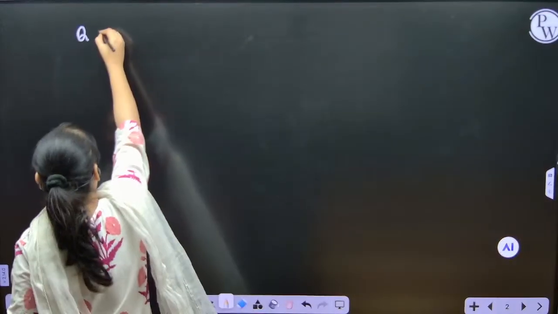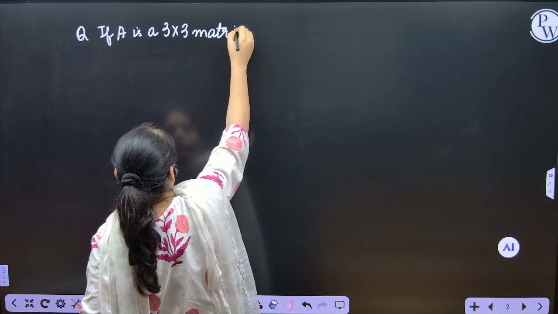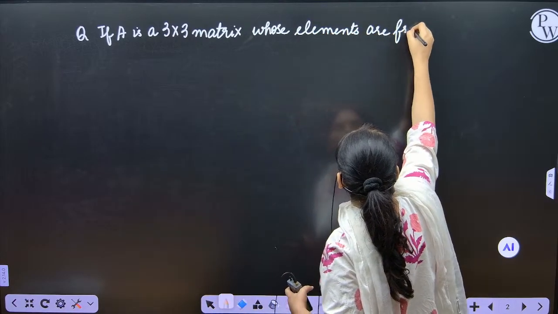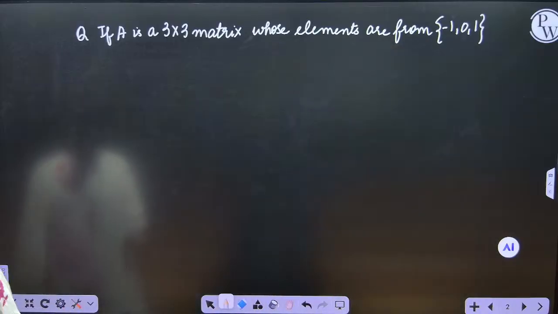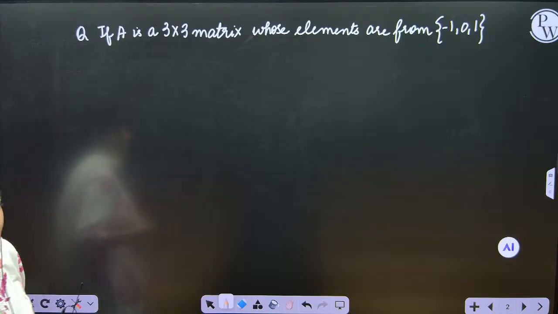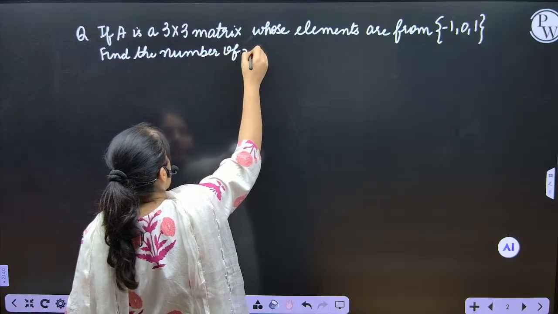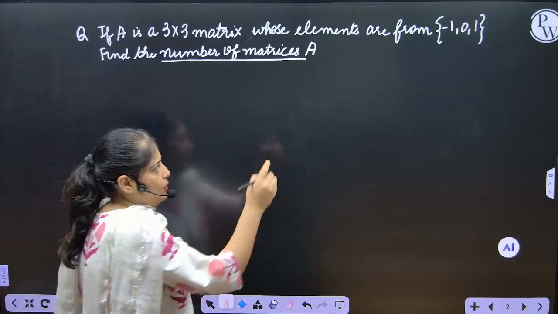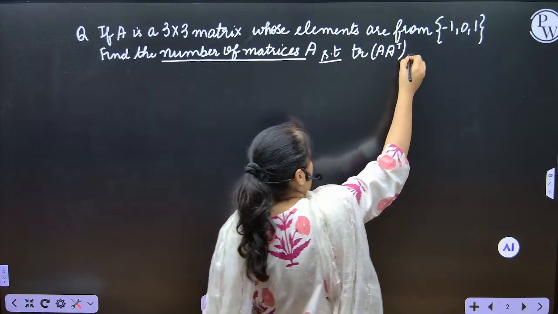The next question is: if A is a 3 cross 3 matrix whose elements are from the set -1, 0 and 1, we have to find the number of matrices A. How many matrices will there be of such kind, such that the condition they have kept is trace of A transpose A is nothing but 3.